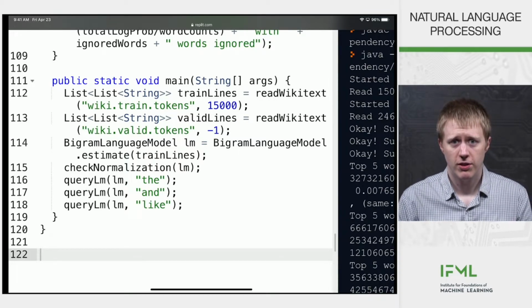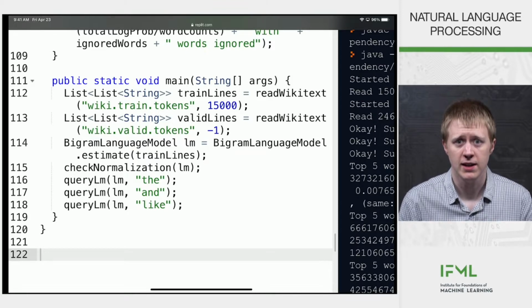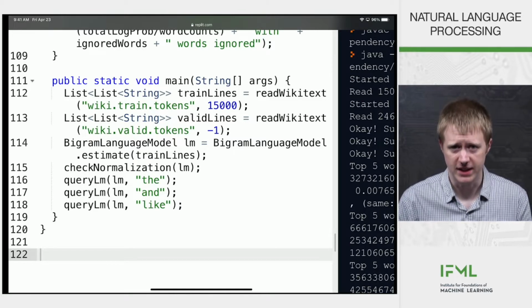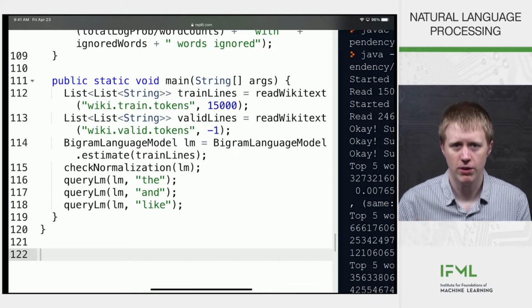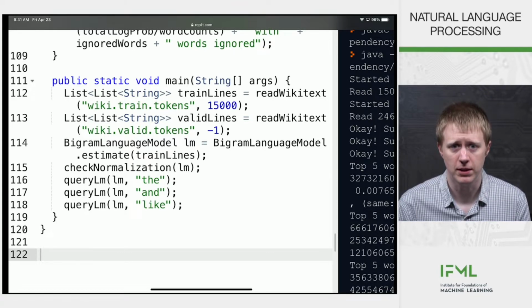So the first thing that this does is it just reads in the two wiki text files. It reads in 15,000 lines of the first file, the training set, and then it reads in all the lines of the second set, this validation set, which we're not going to talk about much right now. It then estimates the bigram language model. So it does that process of counting over the train lines and returns a bigram language model object, which stores all these counts and can compute probabilities.